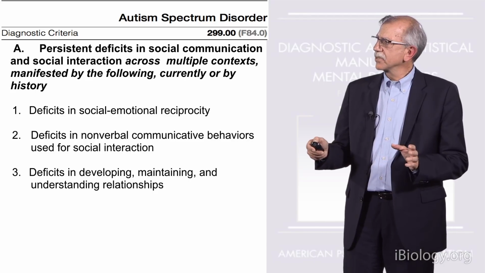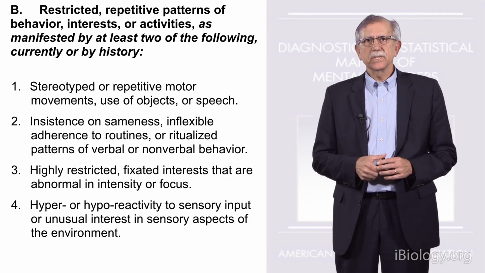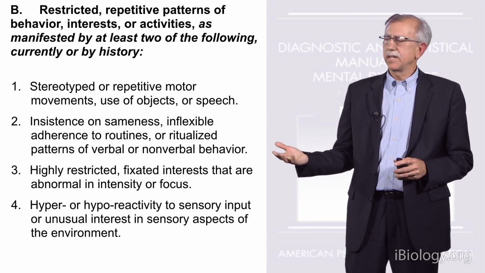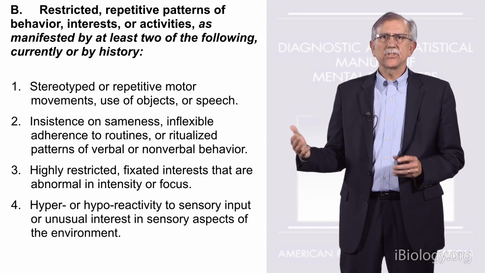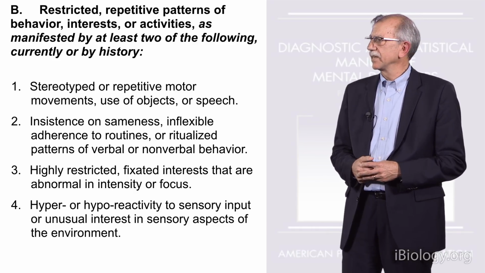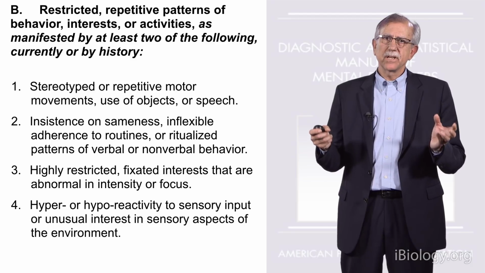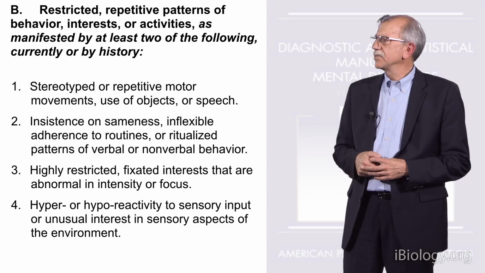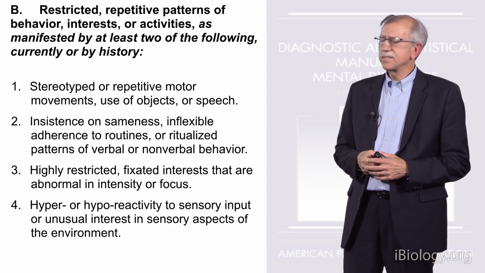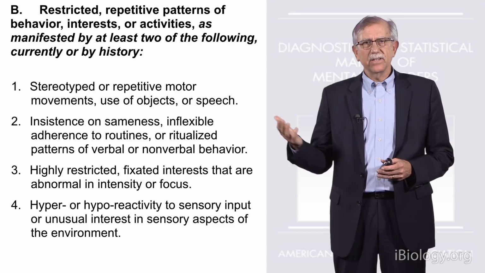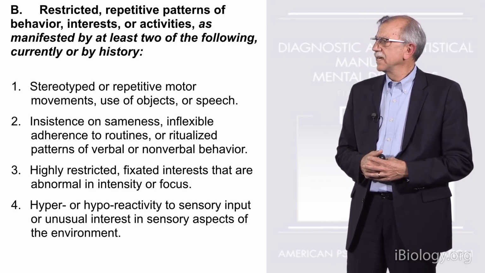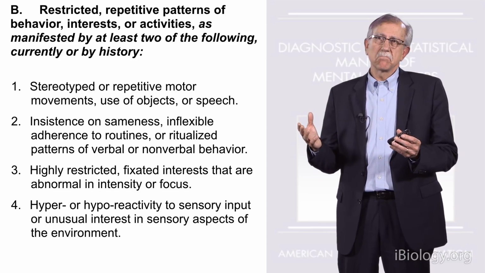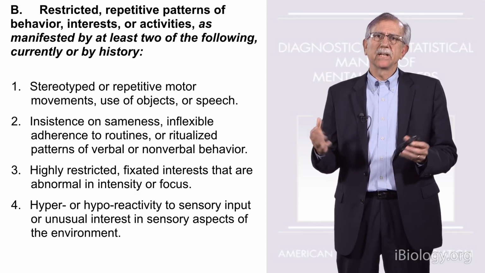And then the other major criterion is restricted repetitive patterns of behavior or interests. And here, of the four criteria that can be present, one needs at least two in order to meet diagnostic criteria. So we're looking for typically stereotyped and repetitive motor movements or repetitive speech, idiosyncratic speech, insistence on sameness, as Kanner called out in the very first definitions, highly restricted interests, and these can be on areas that might not necessarily be unusual in and of themselves.